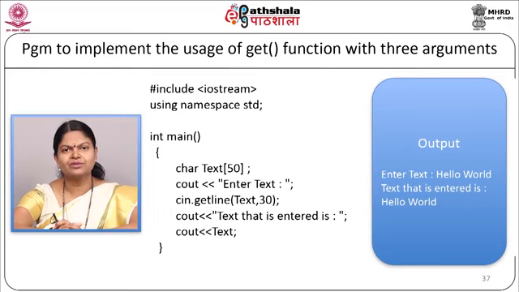Now let's see a program to see the usage of getline function. We'll start with our program: #include <iostream>, using namespace std. We'll start with our main function as int main. We will declare one variable as char text[50]. We'll display the message to the user: cout << "Enter the text".